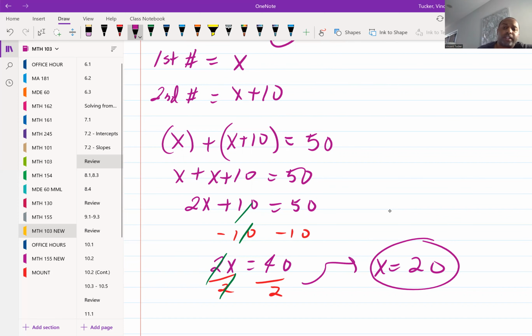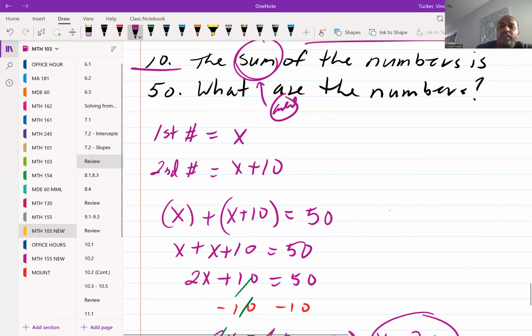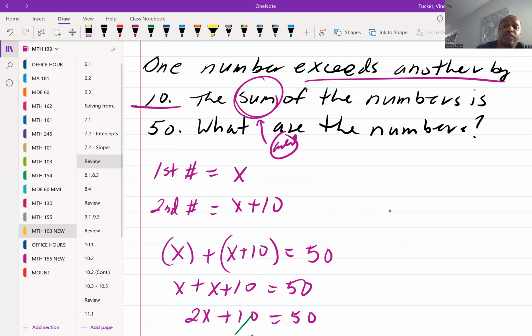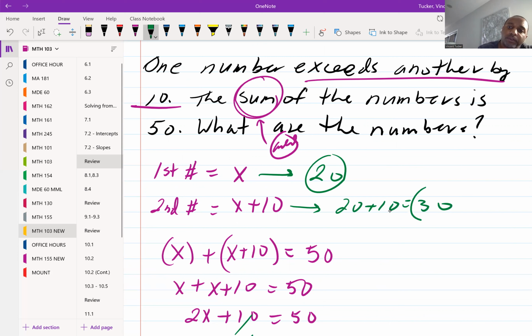So now you've got to make sure you actually answer the question. It says, what are the numbers? So you want to know both numbers. x is equal to 20, so the first number is 20. Then 20 plus 10 is 30. So one number is 20, the other number is 30. And notice 20 plus 30 gives me 50. So those are my two numbers.